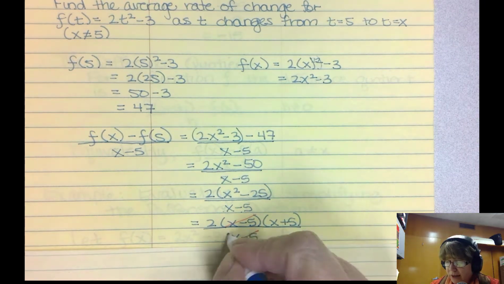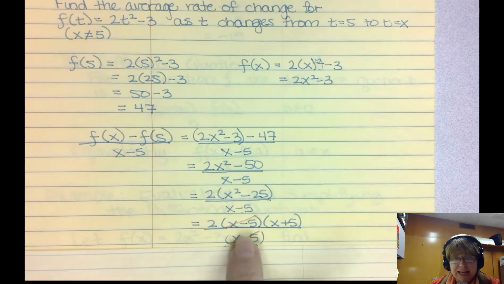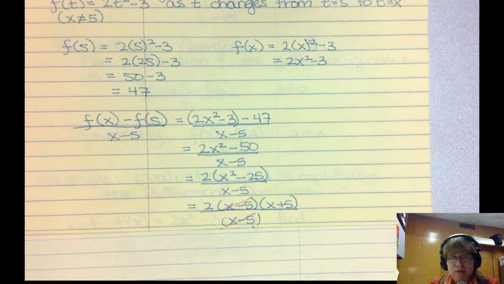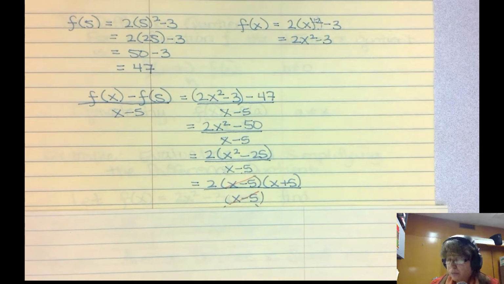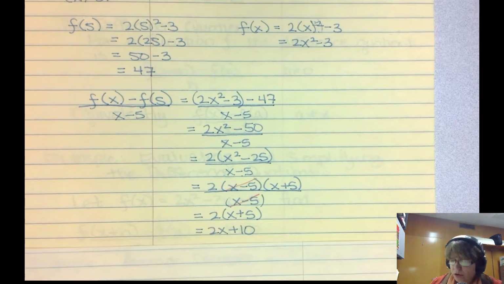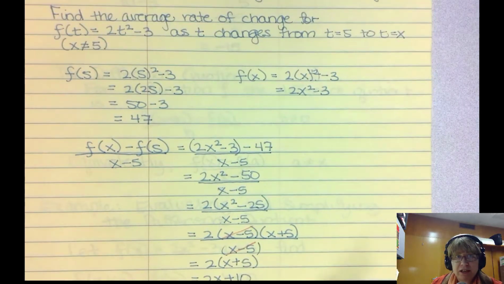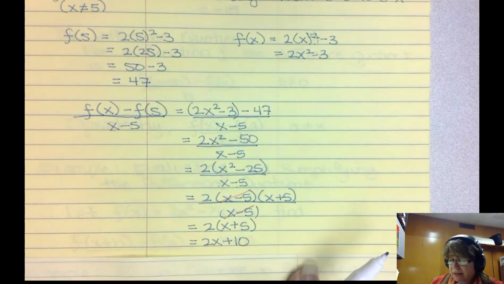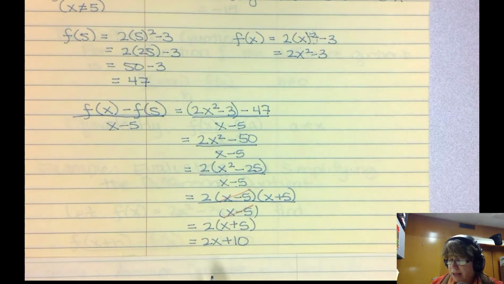Well, guess what? These two things are exactly the same thing, so I can strike them out. I can cancel them out. And I'm left with 2 times x plus 5. But you can either leave it like that or you can multiply it through, and the average rate of change for our original function of f of t equals 2t squared minus 3 is 2x plus 10.